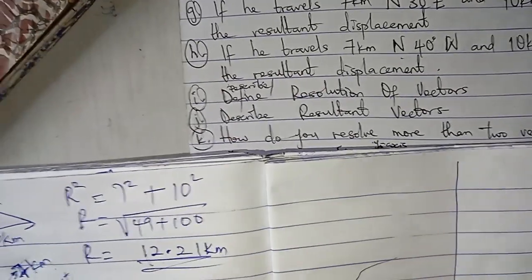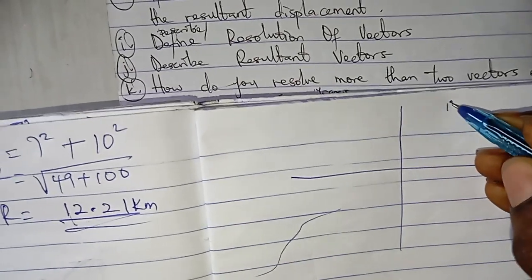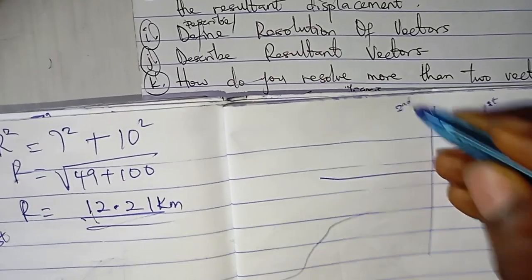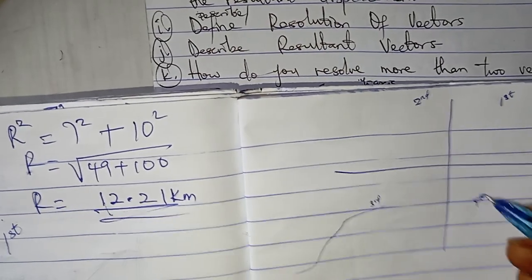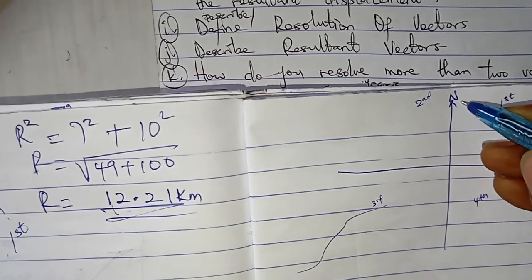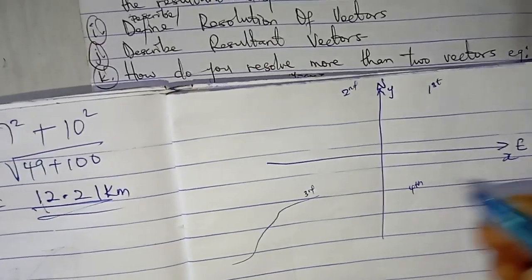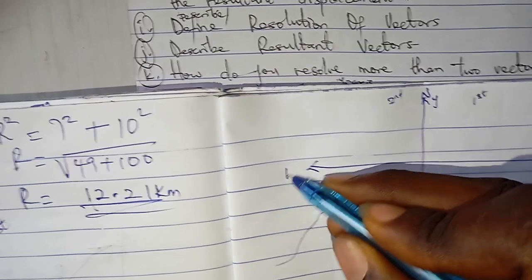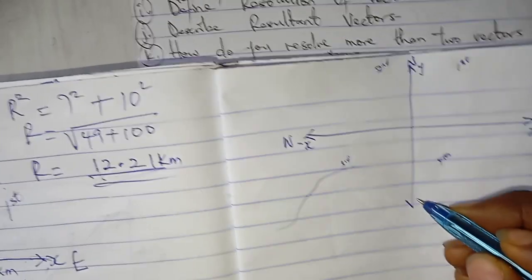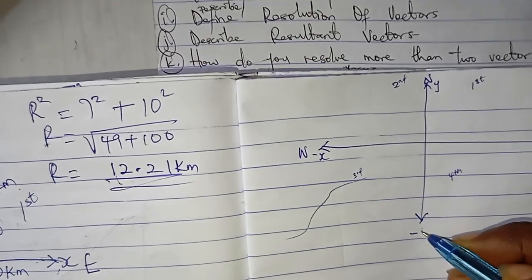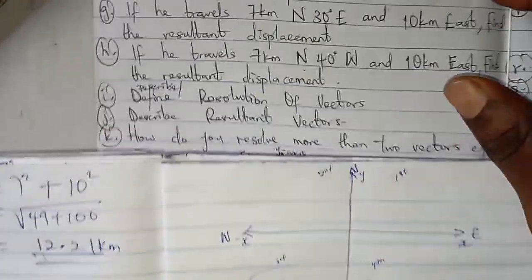your vertical and horizontal axis, and always remember that this side is your first quadrant, second quadrant, third, fourth. Here is north, which we call y. Here is east, which we call x. Here is west, which we call negative x. Here is south, which we call negative y. So if we know this, let's look at the question now.